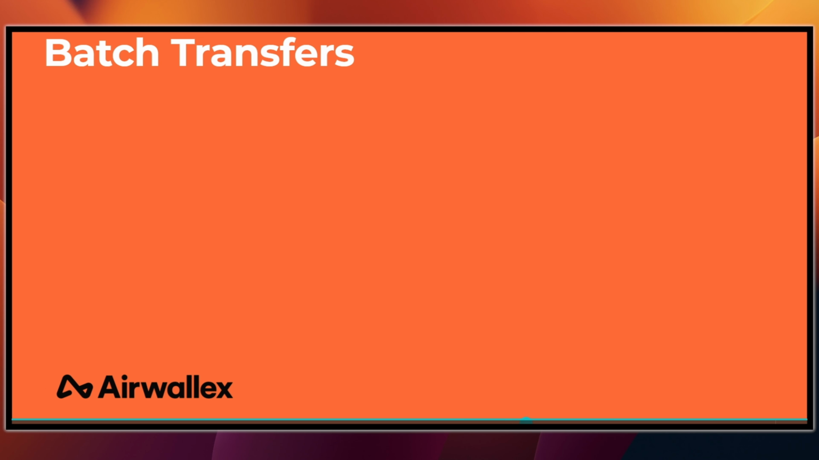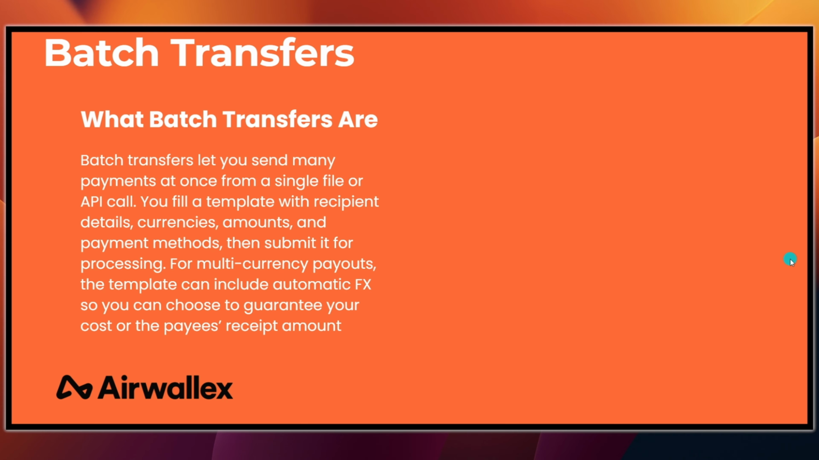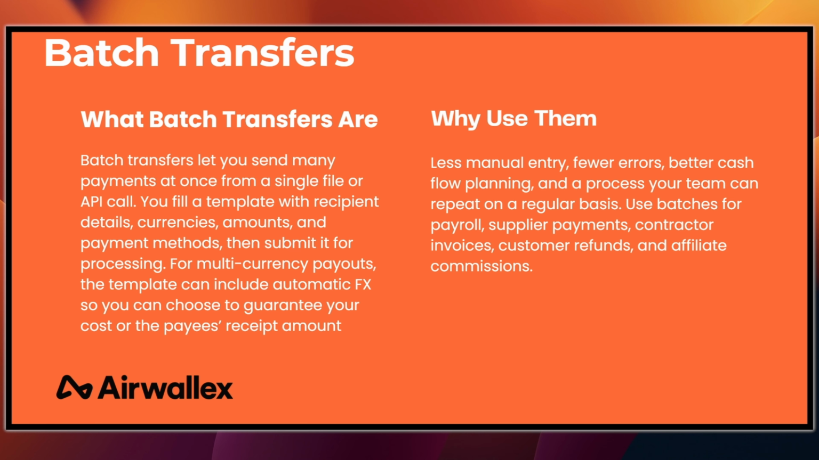Batch transfers let you send many payments at once from a single file or API call. You fill a template with recipient details, currencies, amounts, and payment methods, and then submit it for processing. For multi-currency payouts, the template can include automatic FX, so you can choose to guarantee your cost or the payee's receipt amount. Through batch transfers, you get less manual entry, fewer errors, better cash flow planning, and a process that your team can repeat on a regular basis. Use batches for payroll, supplier payments, contractor invoices, customer refunds, and affiliate commissions.